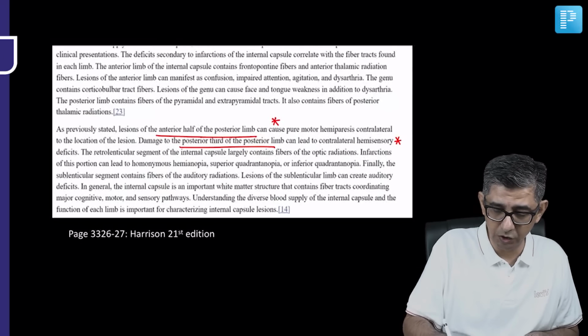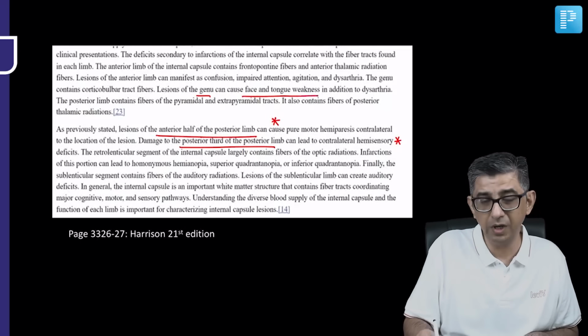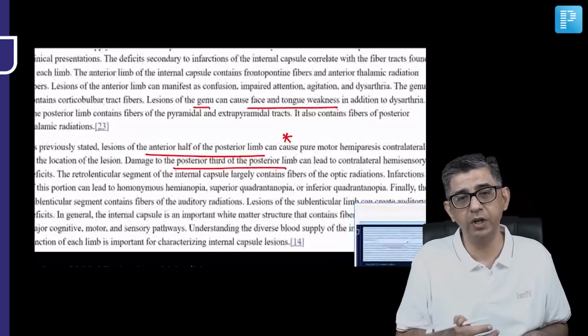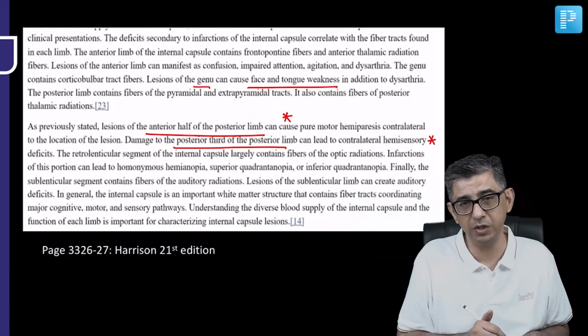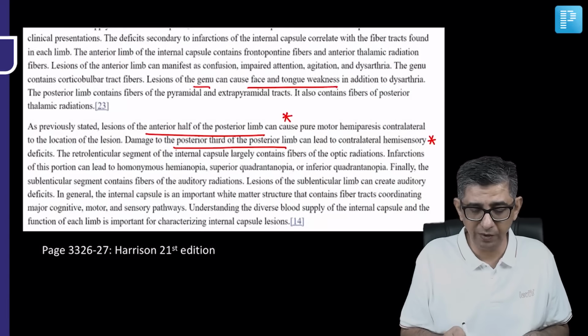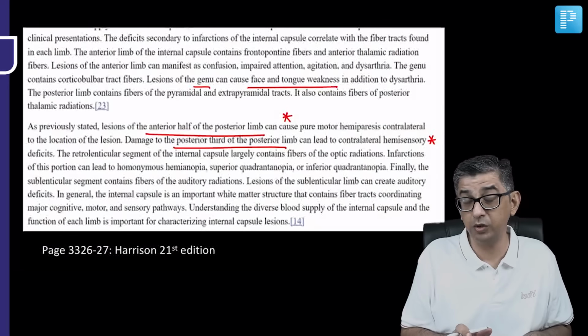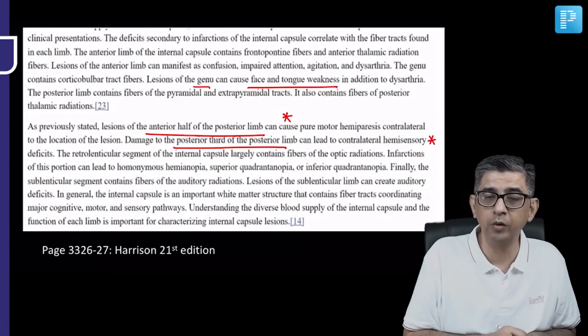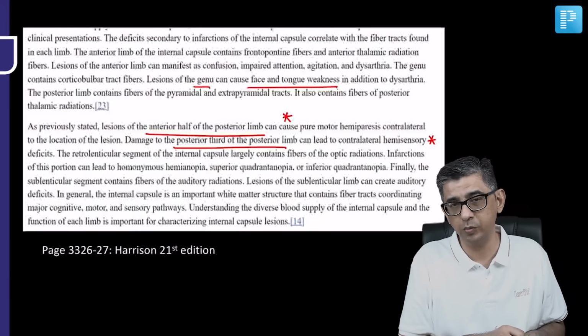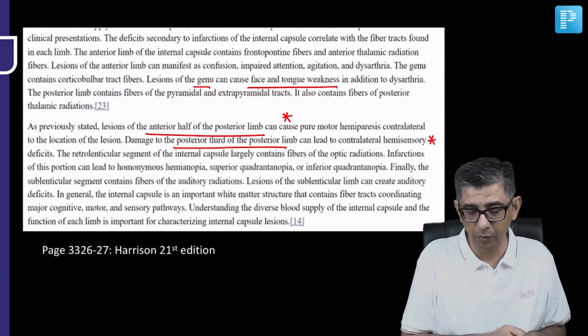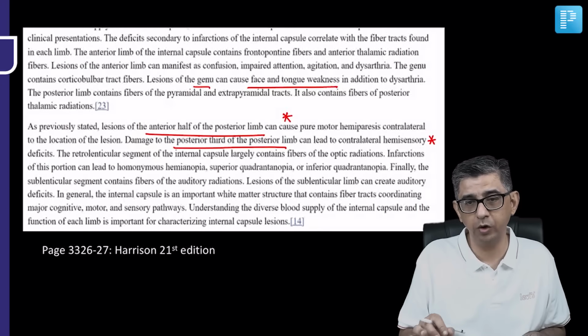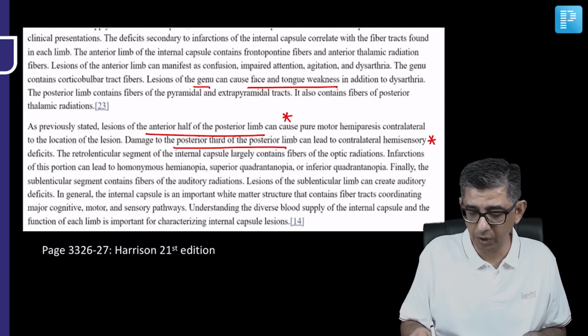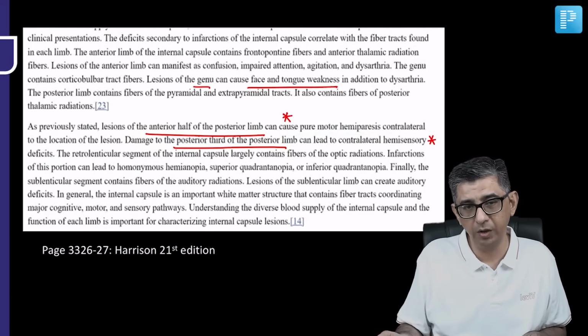If the lesion is in the genu, then it can contribute to facial and tongue weakness. So there could be dysarthria manifestations occurring in the patient as well. So you just need to get these facts right. In anatomy, they are mainly focusing on the blood supply of the anterior limb and the genu and the posterior part or the posterior limb of the internal capsule. But from the medicine perspective, I mainly want you to remember these words: pure motor paralysis and pure sensory involvement.